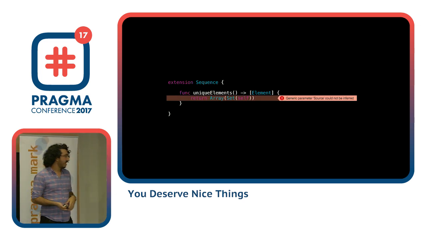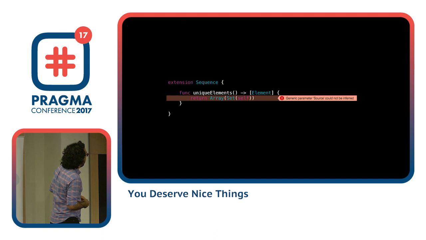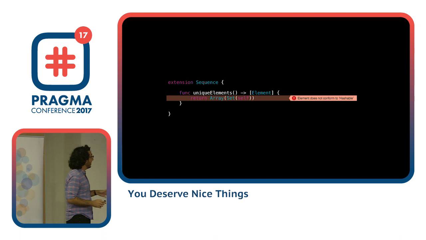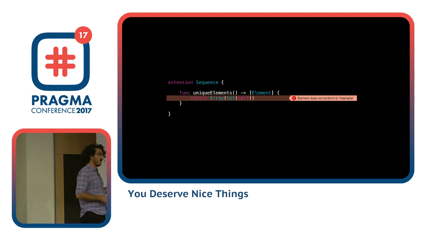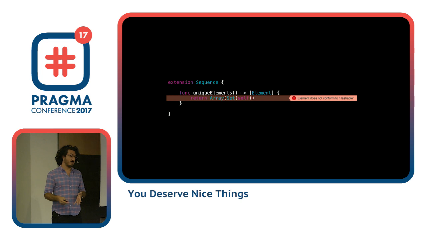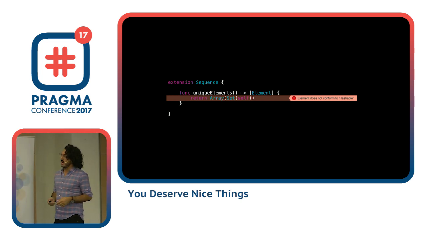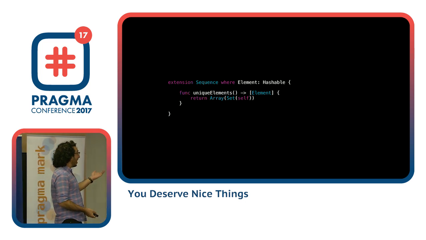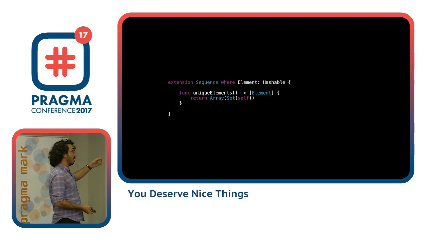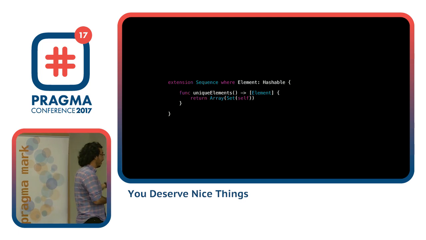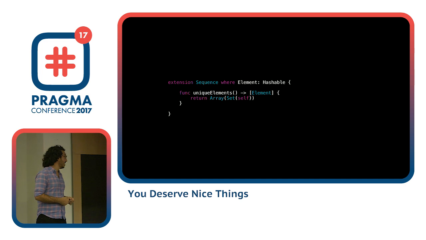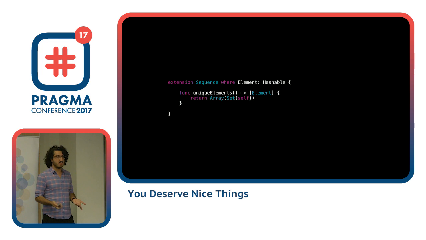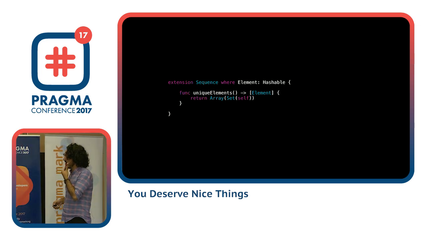Except you get this error: generic parameter Source could not be inferred. Swift's error messages need a lot of work. What this is really saying is Element does not conform to Hashable, because to put something into a set, it has to be hashable. Our element doesn't conform to Hashable, so we can add this extension on Sequence where Element is Hashable. This sucks. Now, if our element is hashable, it'll work, but if our element's not hashable, we just won't even get this in autocomplete. We won't even be able to see this, which isn't good. And it has one other problem, which is it doesn't preserve order. And preserving order is really important in a lot of cases.